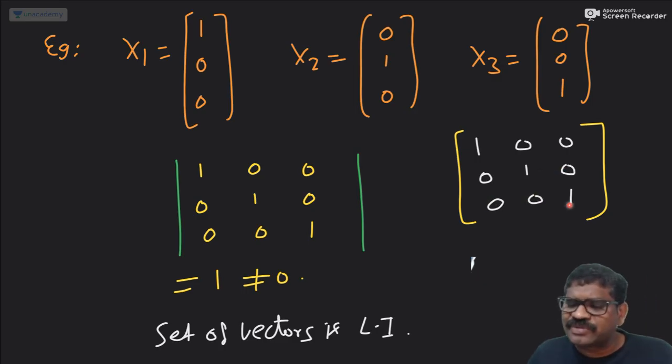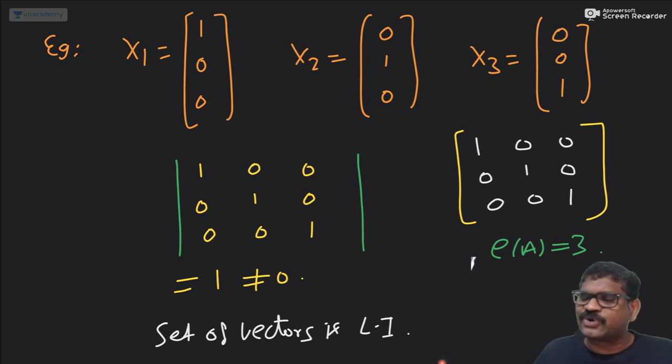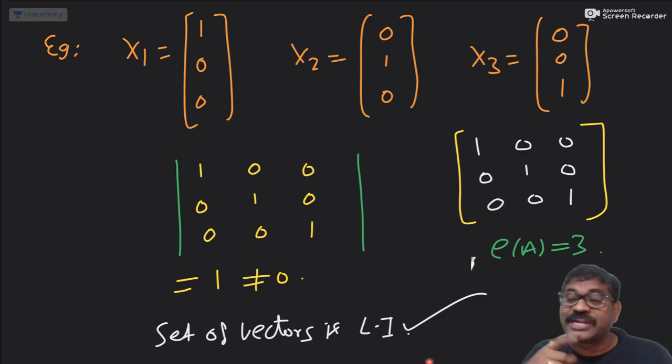Okay, suppose you arrange all the vectors in matrix form like this. Is it in echelon form? Yes. Therefore, rank of A is 3. Therefore, rank is its order. Therefore, they are linearly independent. Now, you have to tell me, what is the difference between determinant procedure and rank procedure?